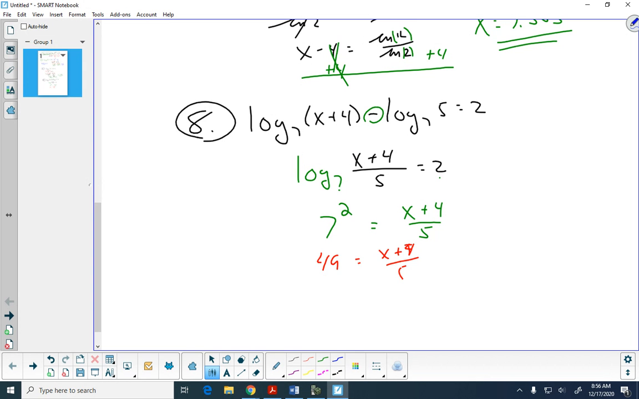We need to solve for x. We have division by 5. What are we going to do to both sides to get rid of the division by 5? Olivia, what are we going to have to do? Multiply by 5. So we have 49 times 5, let's see, 245 is equal to x plus 4. And then we can subtract 4 and subtract 4. So x would equal 241.